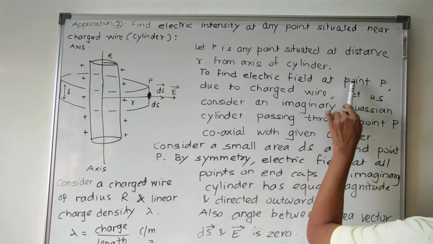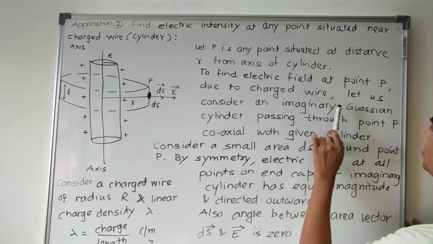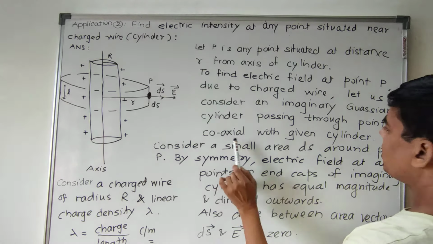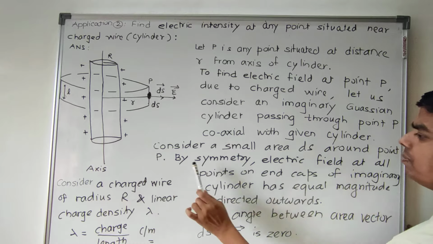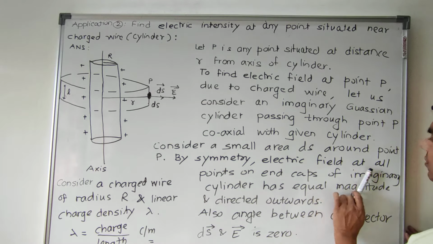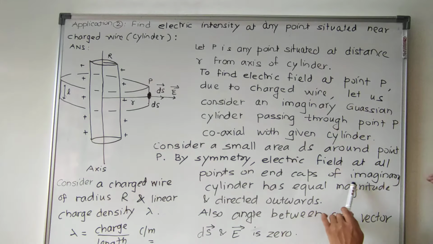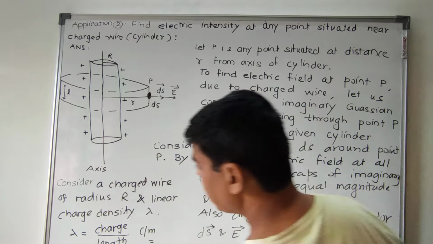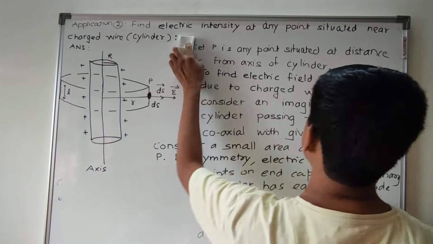To find the electric field at point P due to the charged wire, let us consider an imaginary Gaussian cylinder passing through point P, which is coaxial with the given cylinder. Now consider a small area ds around point P. By symmetry of the figure, the electric field at all points on the curved surface of the imaginary cylinder has equal magnitude and is directed outwards. And the angle between the area vector ds and E is 0. Now let us move on to the next step of this derivation.